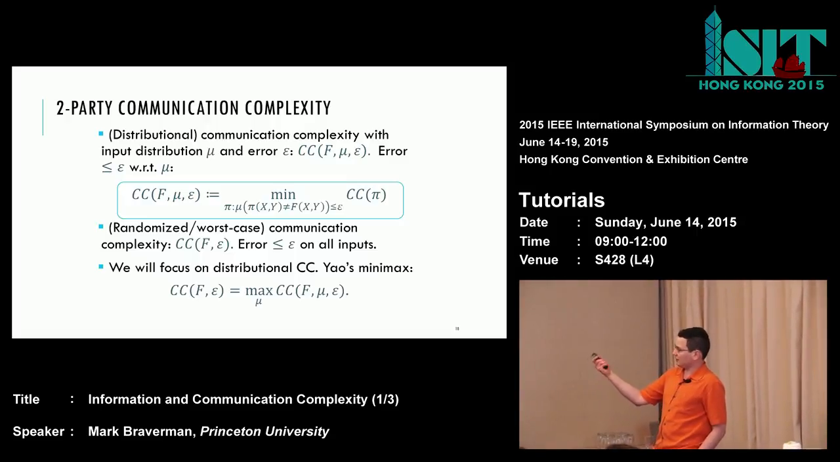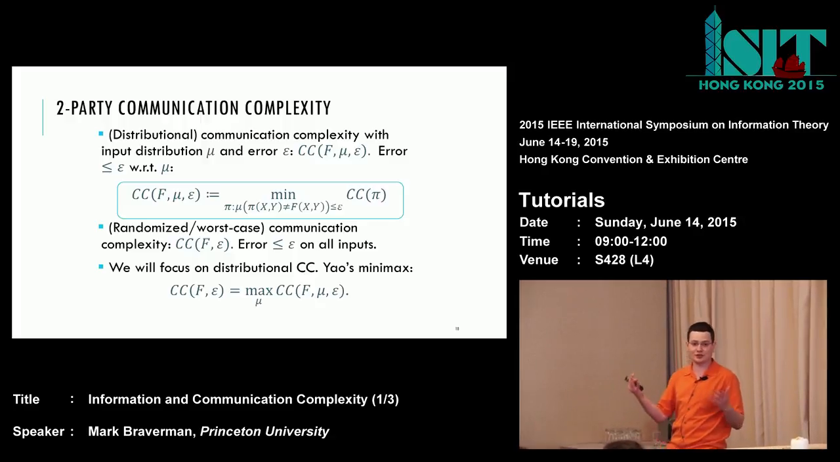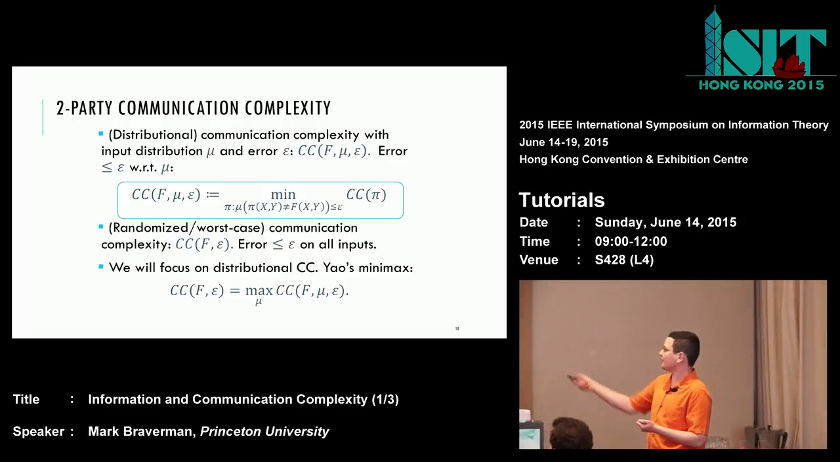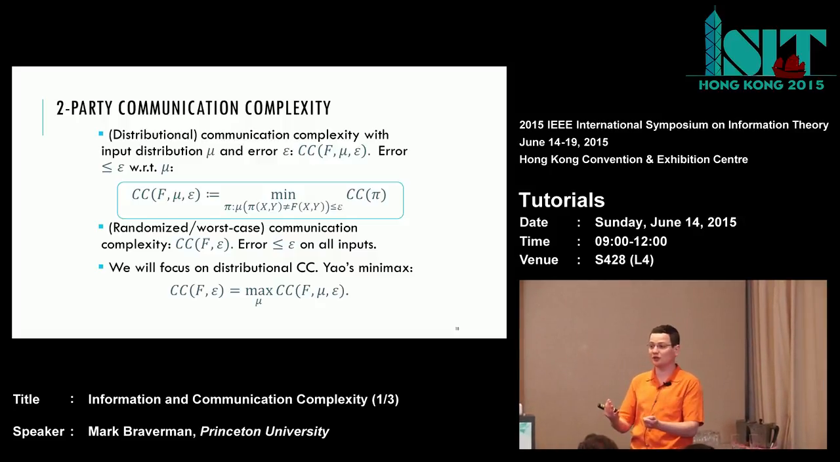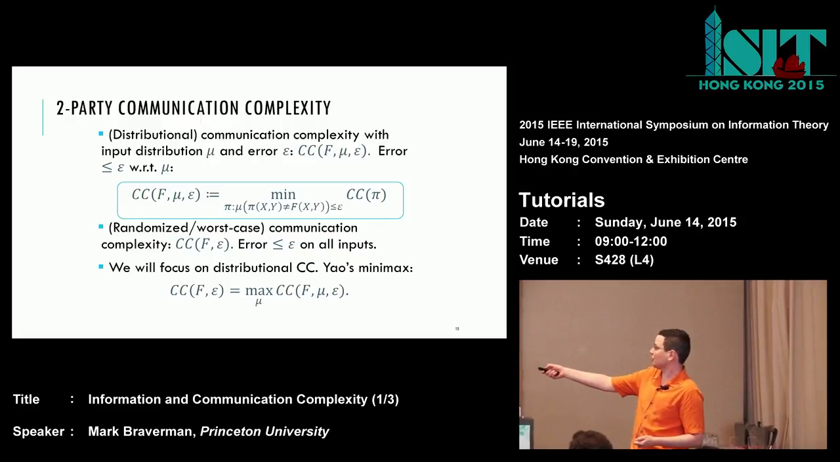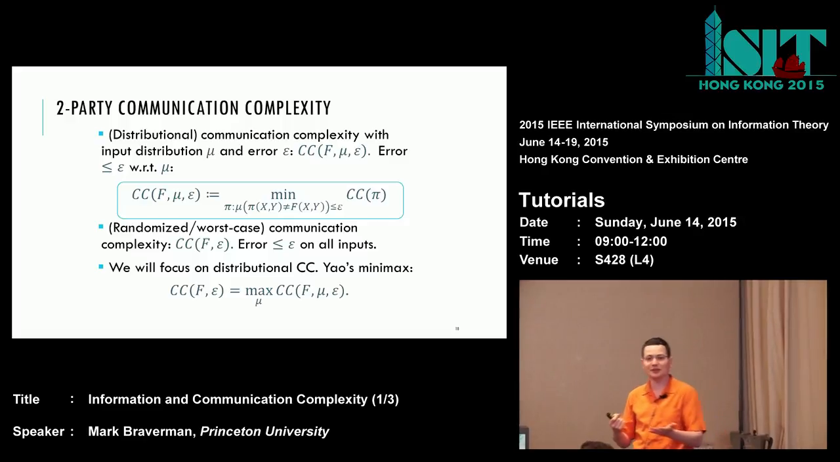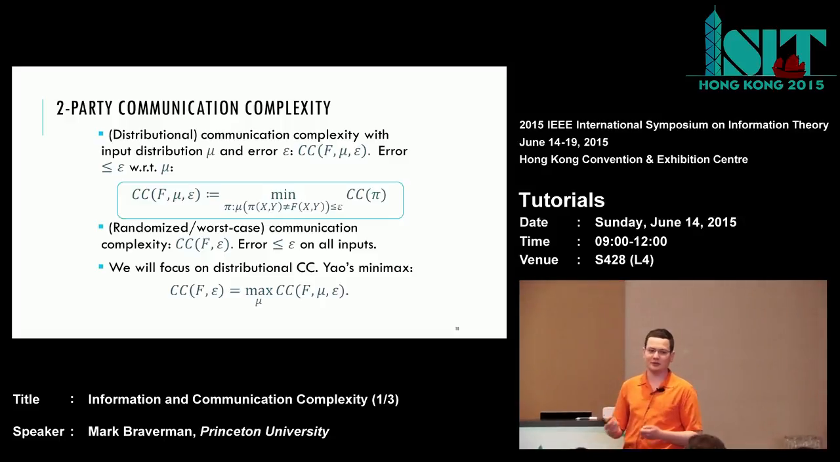So in the distributional setting, we assume that there is some distribution mu on the inputs to the function. So x and y, the inputs, are distributed according to mu. And the communication complexity with error epsilon is the communication cost of the shortest protocol that manages to solve f with error at most epsilon. So it's the minimum over all protocols that do what they're supposed to do: they output the correct answer with probability at least 1 minus epsilon, and you minimize the communication cost. For example, in the equality case, the answer with error epsilon was log 1 over epsilon.